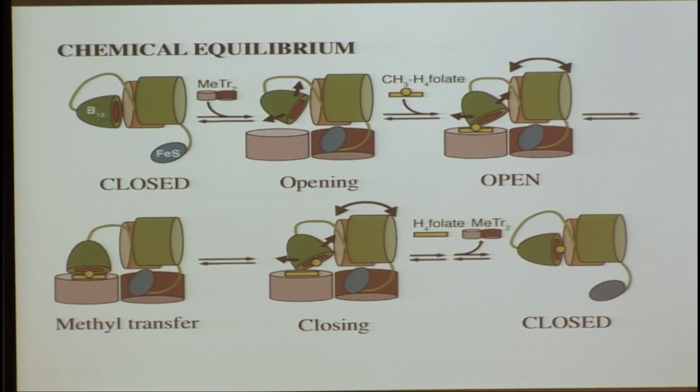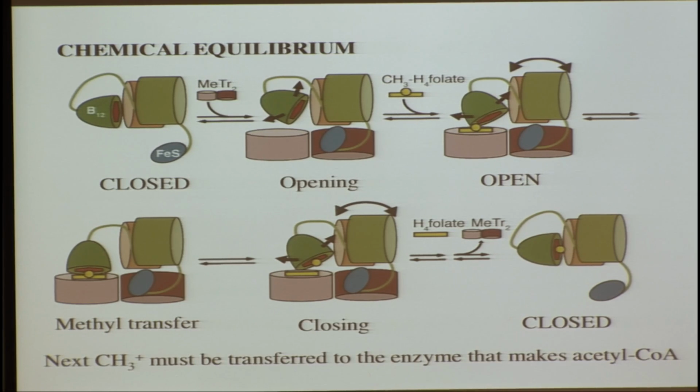So here we have our B12 enzyme. The B12 is bound here. And this is the state it's closed. B12, highly reactive, so it needs to be protected. When you bind the enzyme that binds the folic acid, it opens a little. When you bind the folic acid, it opens a lot and is able to do the methyl transfer reaction. Then it needs to close up again to protect the methyl group, and then it needs to go on to transfer that methyl group to the enzyme that makes acetyl-CoA. So you have all of these equilibria which are shifted by the binding of various things, the binding of the other enzymes or the binding of substrates.